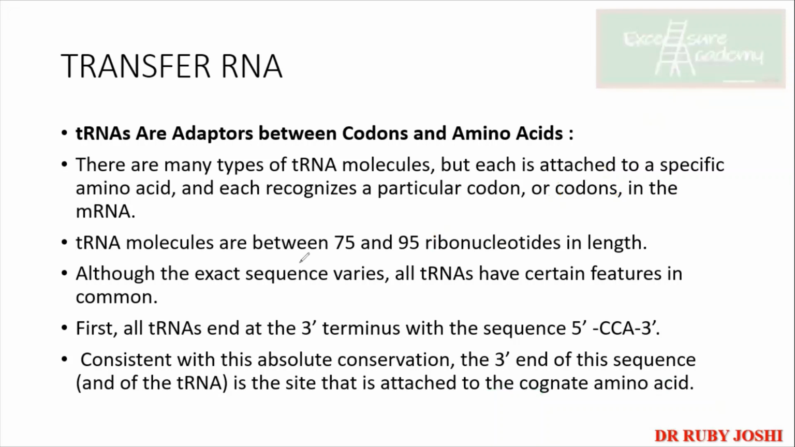Okay, so tRNA molecules are around 75 to 95 ribonucleotides in length. Although the exact sequence varies, all tRNAs have common special features. The first peculiarity of the tRNA molecule is the 3' terminus, at which your amino acid is going to bind. That is going to remain constant.